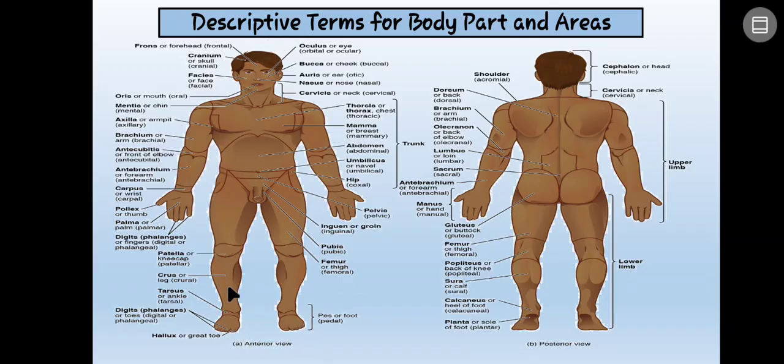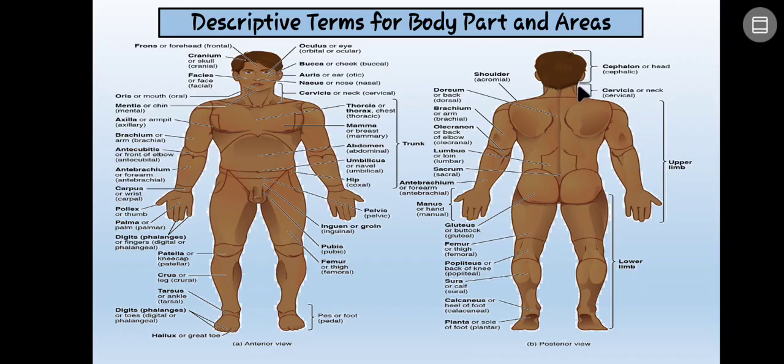So you could see that this body is in anatomical position. If you've observed what we are doing very well, this body is in anatomical position. So you see, the body is supposed to be in anatomical position before we can do descriptive terms of body parts and areas. So we come to the back.